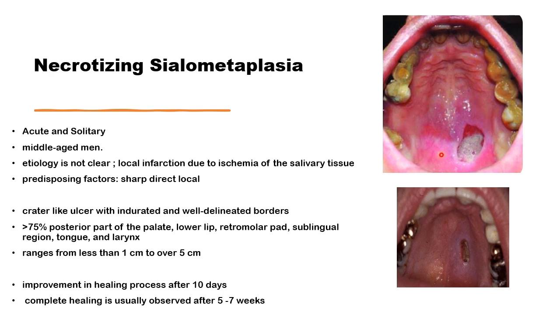It affects anywhere in the oral cavity that has some salivary tissue, but more than 75% of these ulcers would be in the palate, followed by the lower lip and retromolar area, sometimes the sublingual area as well, or even the larynx. They can be as big as 5 centimeters. The edge of the ulcer is indurated and has a crater-like type, well delineated borders. They start to heal within 10 days, but they may take up to 6 or 7 weeks to heal completely.